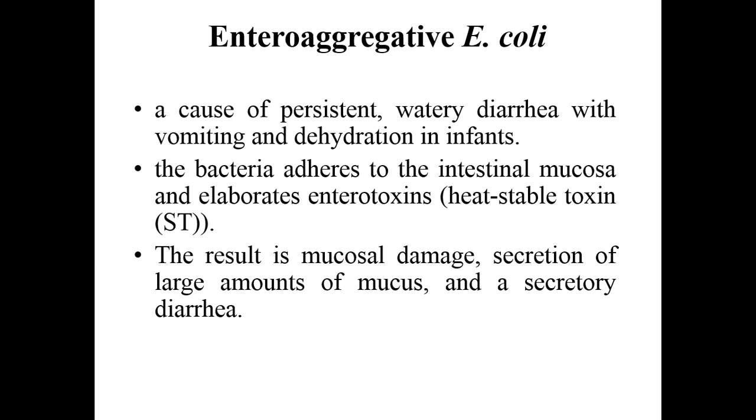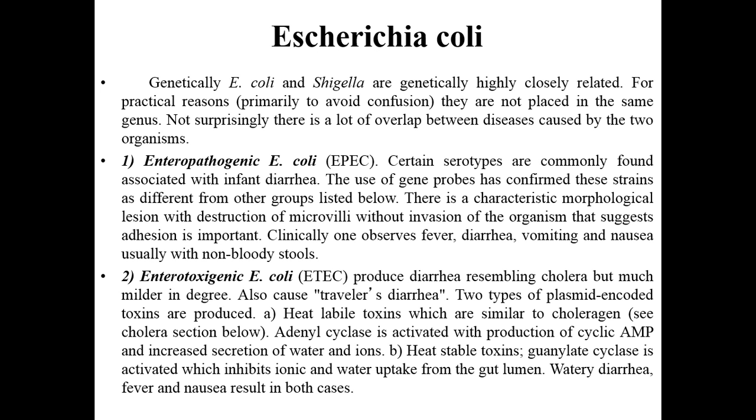It is an enteroaggregative strain that caused a major outbreak in Germany in 2011. One peculiar feature of this strain is that it produces Shiga-like toxin and can cause hemolytic uremic syndrome. This slide shows the main characteristics of each type of Escherichia coli.